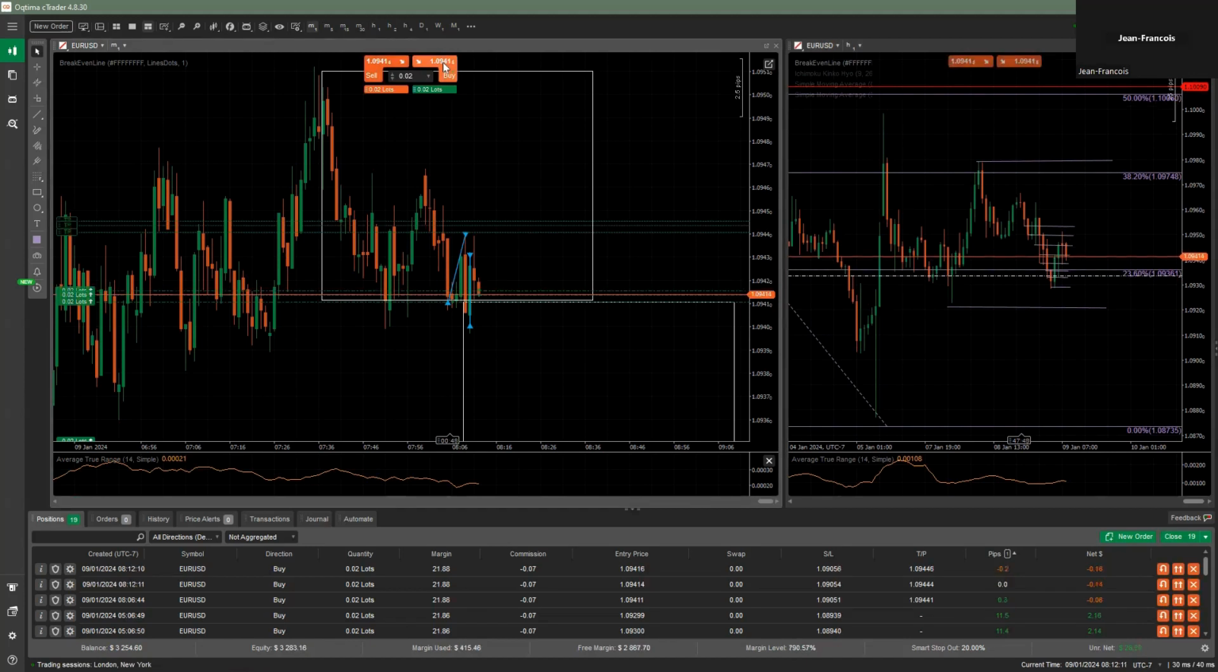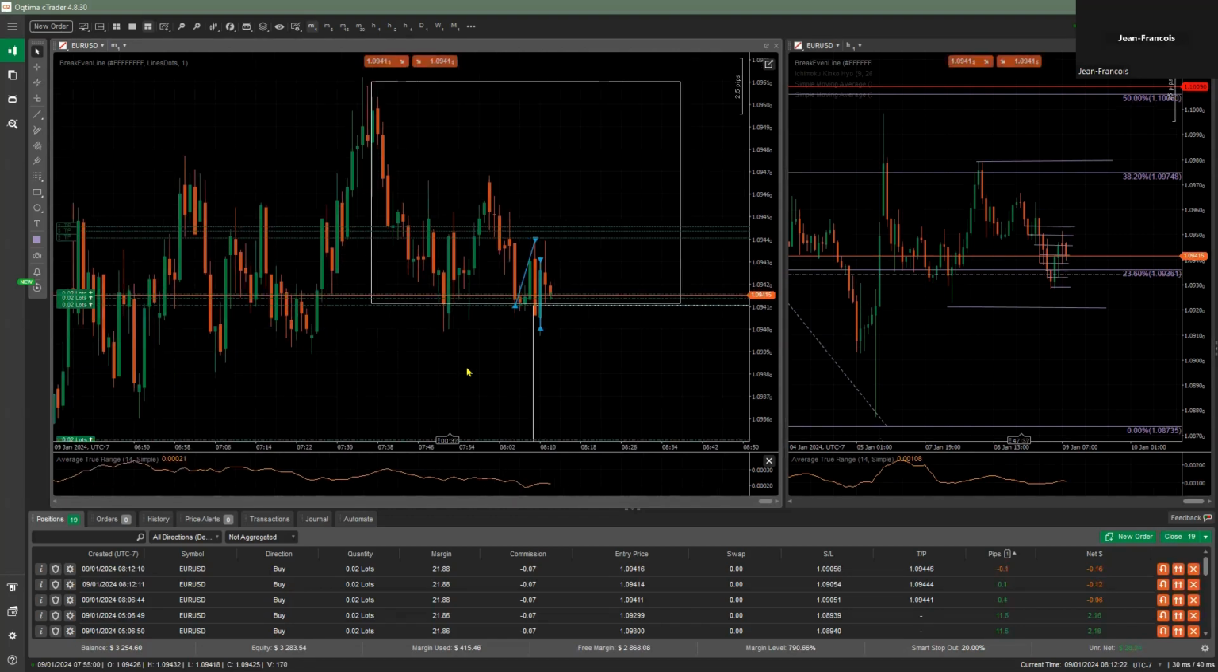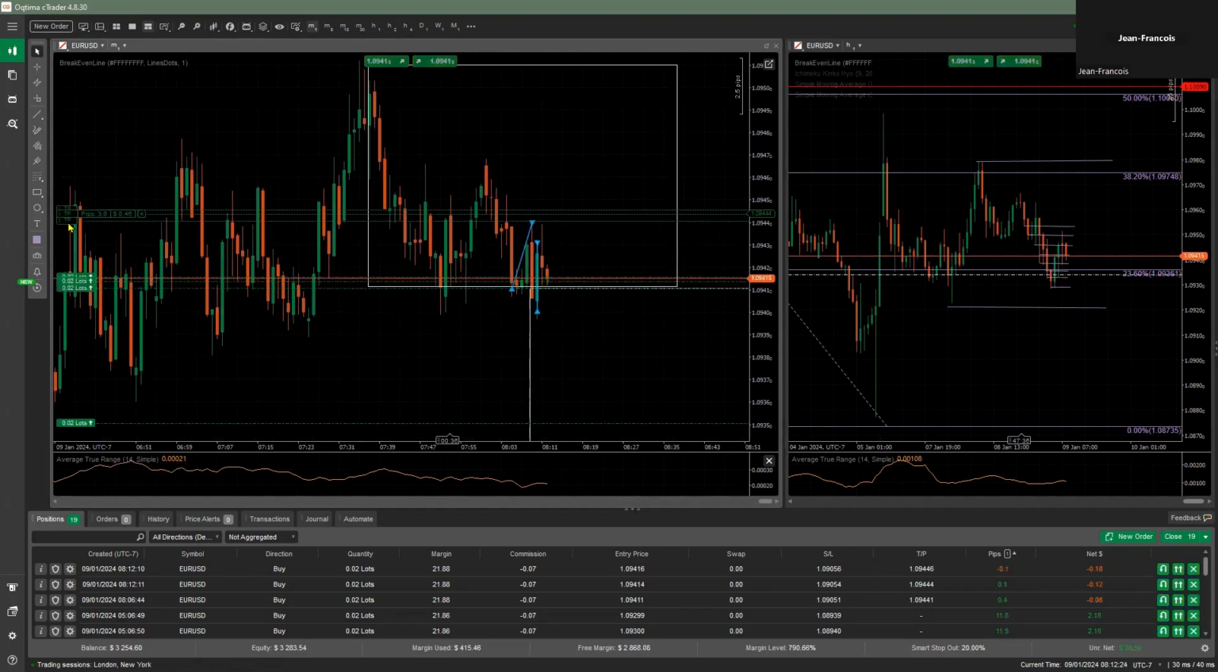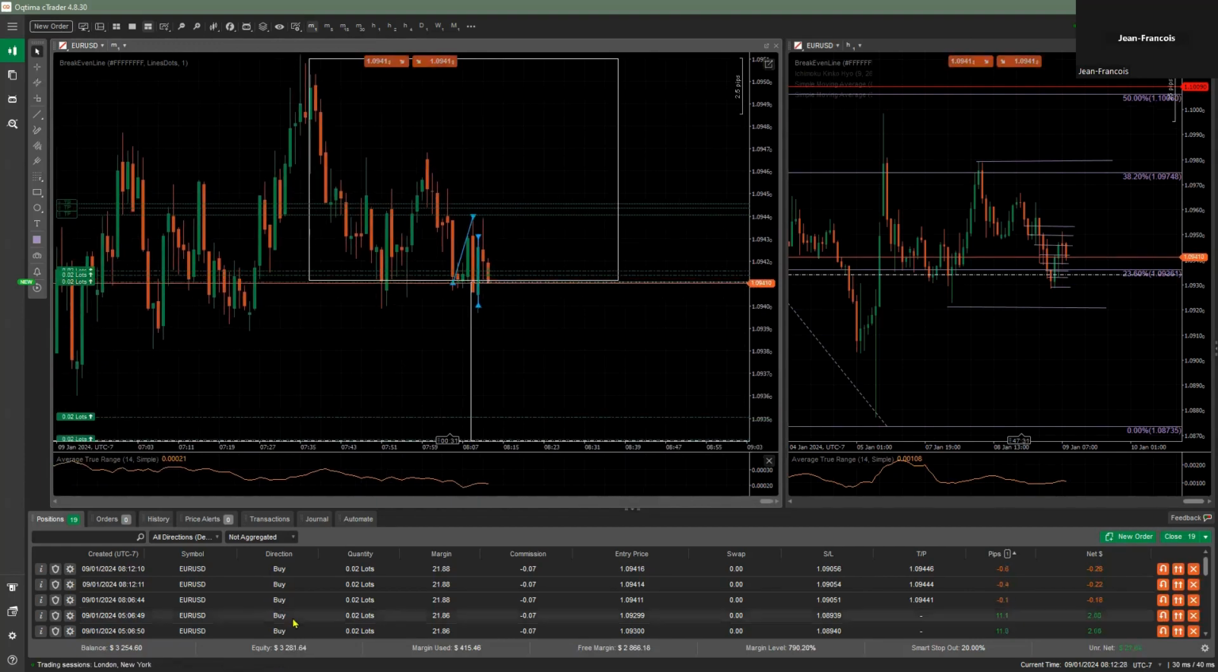I'll put 2 clicks there. I'm allowed 4 per box. It's actually 5, but I want to round down, and I've got 3 already. All right, so that's excluding the swing trades that I have from 2.5 hours ago.